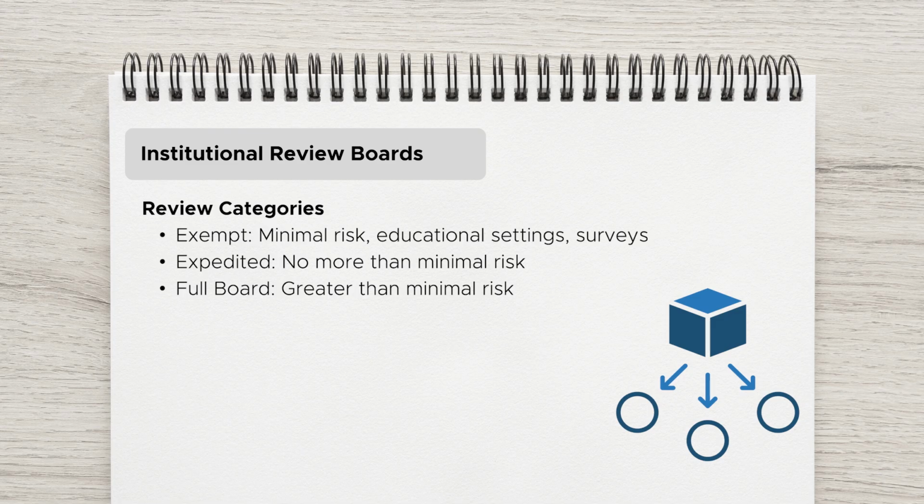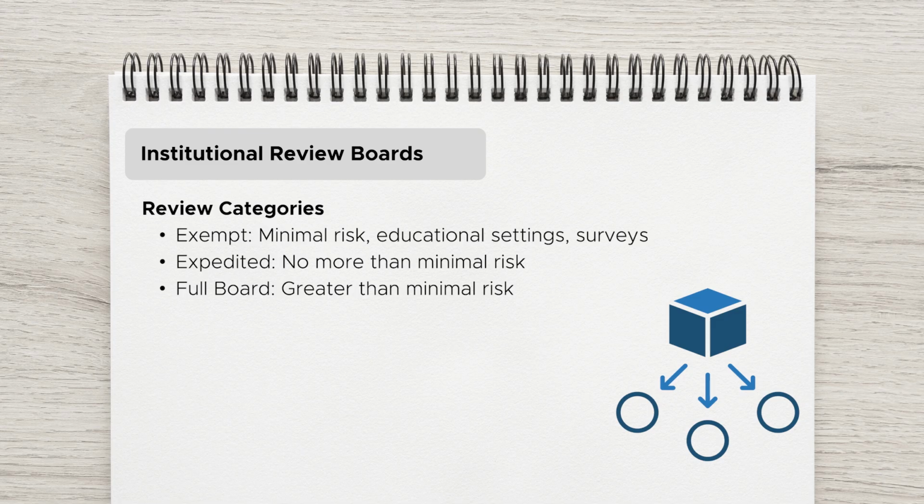The second category which the board can recommend for your study is no more than minimal risk, in which case there is an expedited review process. This expedited review process means that the review board or a subset of the review board, as determined by the chair of the board, will quickly give you a yes or no and ask for minimum modification to your research protocol.